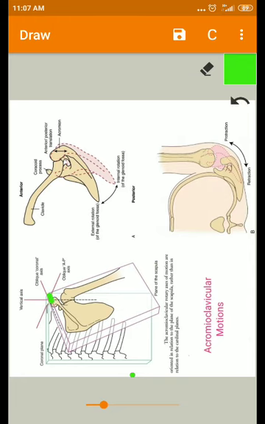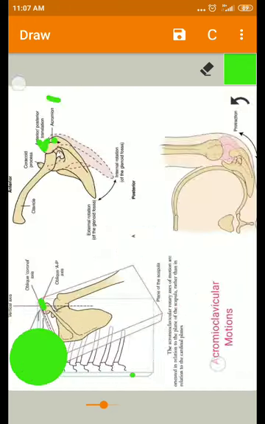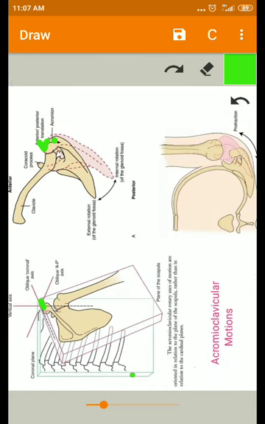some translatory motions are also occurring inside the acromioclavicular joint. And also, because of these movements, some movements are taking place at the sternoclavicular joint also. And these motions which are occurring at the acromioclavicular joint are very small in magnitude. They are very small in magnitude.